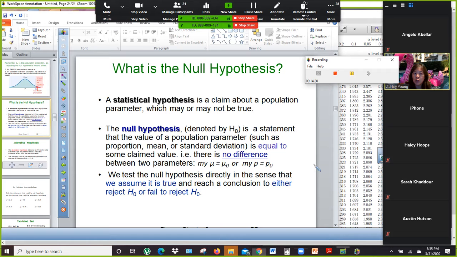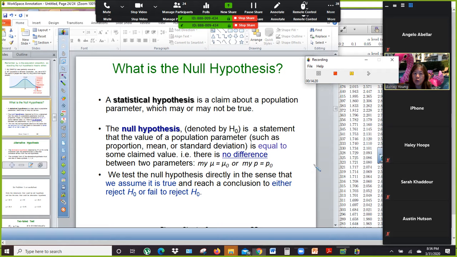A statistical hypothesis is a claim about a population parameter, which may or may not be true. The null hypothesis, denoted by H naught. I think this is the first topic of your notes too, guys, just incidentally, so you know. Keep going. Denoted by H naught.